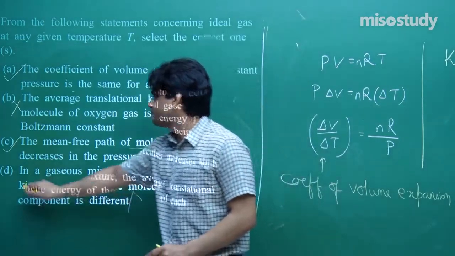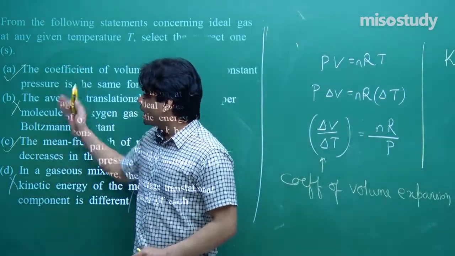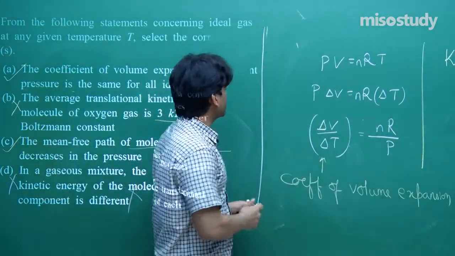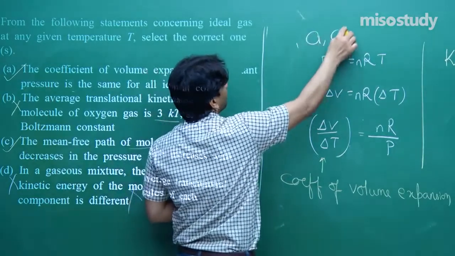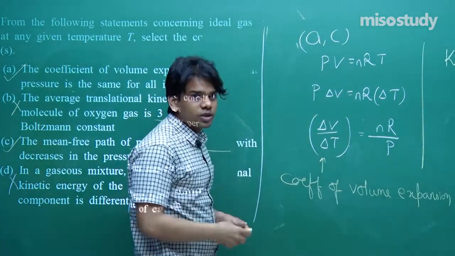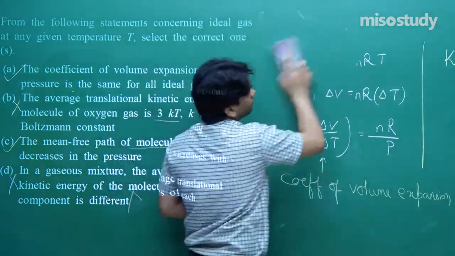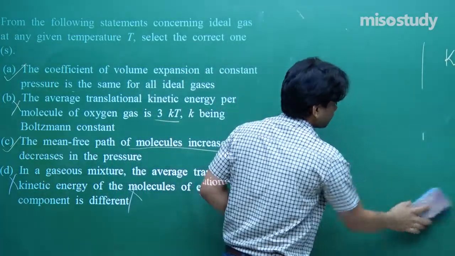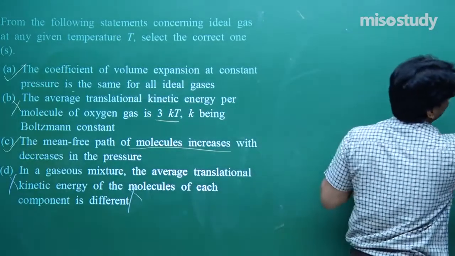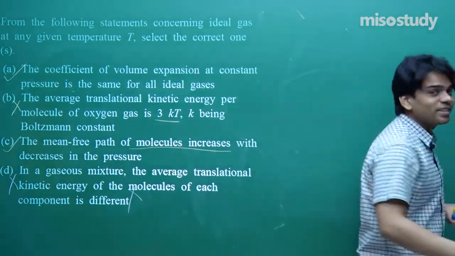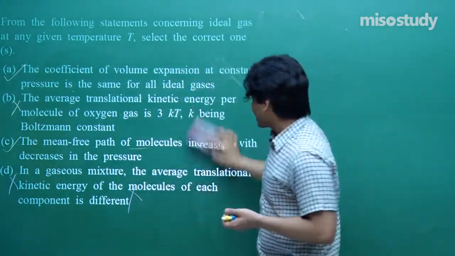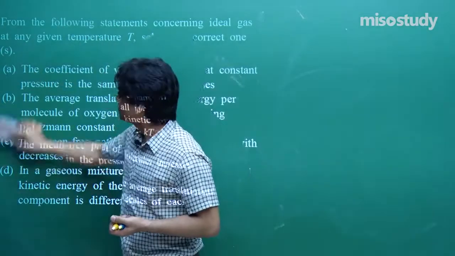So D is incorrect. The correct options for this question are A and C. You need to mark A and C, not B and D. Hope that you can identify all the things we have learned in the class and how you can relate them to the questions that are put up in your examination.